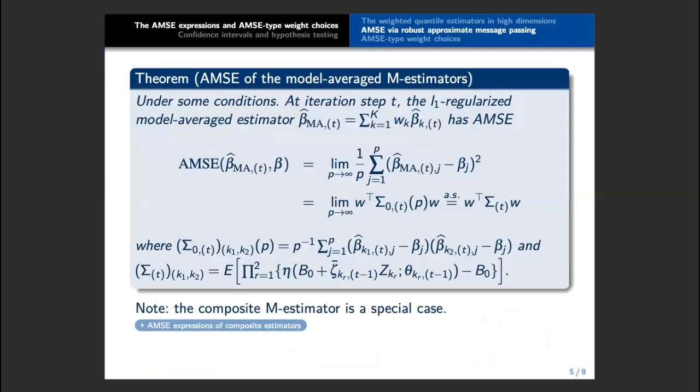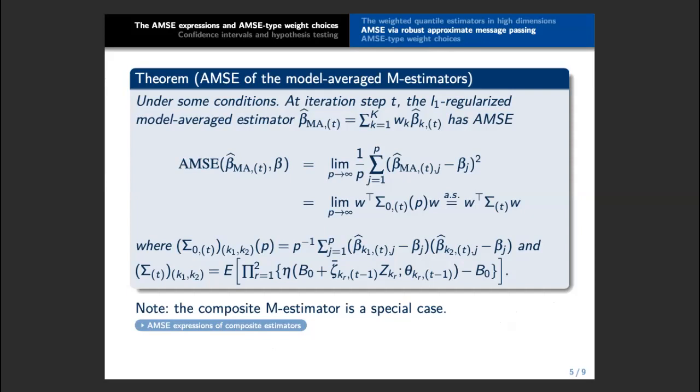We say at iteration step t, the model average estimator has the asymptotic mean squared error expression as a quadratic function of the weight vector with a sigma naught matrix in the middle, and we let the number of parameters p go to infinity. This quadratic expression converges almost surely to another quadratic expression of the weight vector with a limiting matrix sigma in the middle.